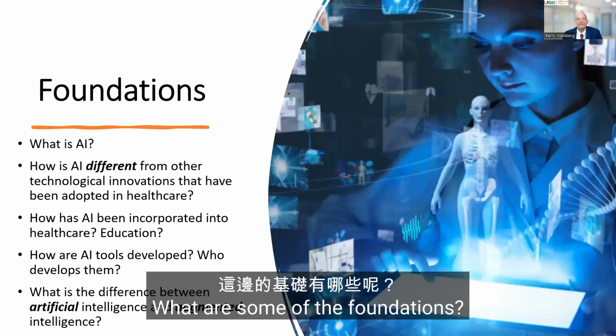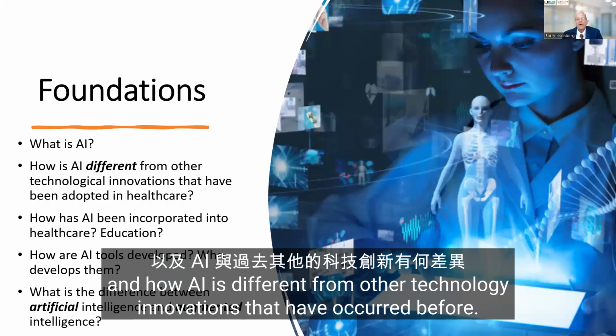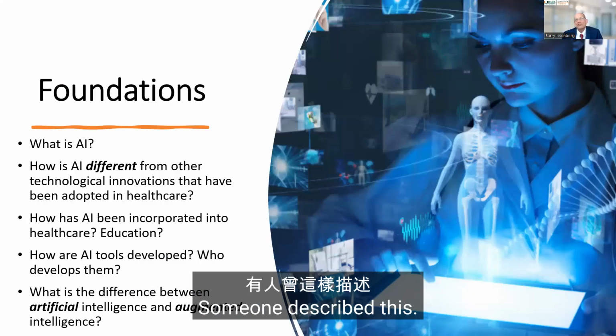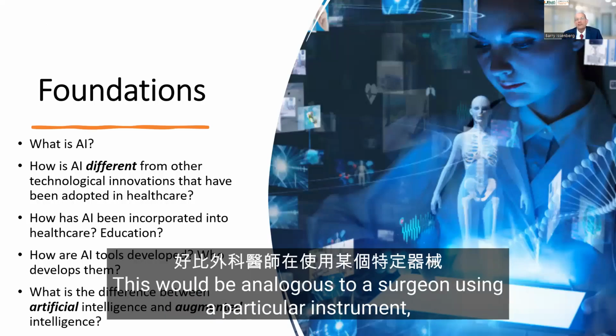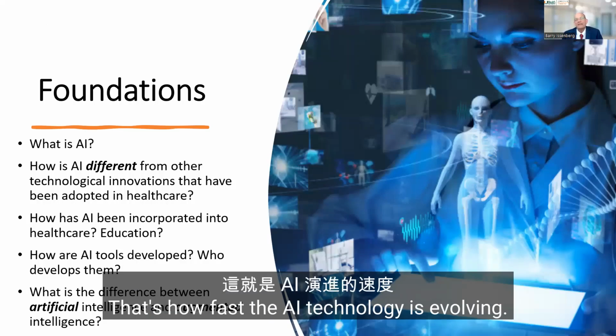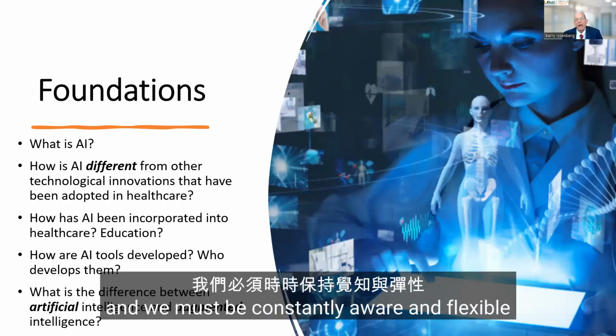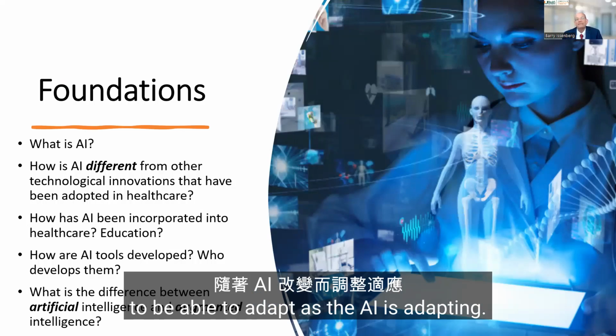And what are some of the foundations? We should all have a basic understanding of what artificial intelligence is and how AI is different from other technology innovations that have occurred before. Someone described this would be analogous to a surgeon using a particular instrument, and that instrument changing in the middle of surgery. That's how fast the AI technology is evolving. In a very short period of time, the technology changes, and we must be constantly aware and flexible to be able to adapt as the AI is adapting.